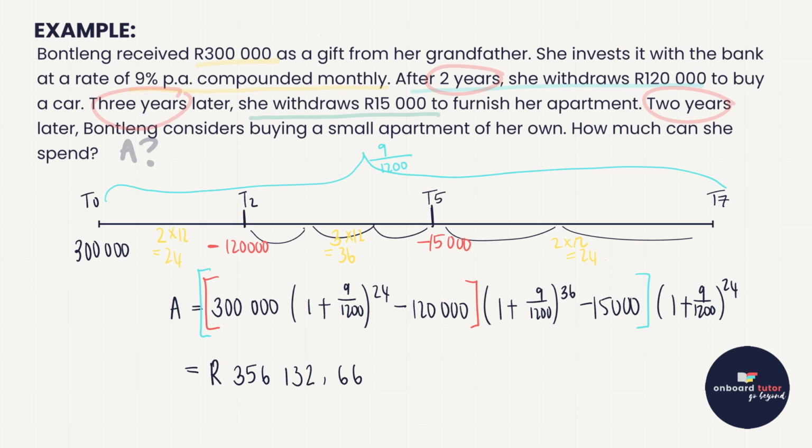But something to note before we move on to the next example is that there are always 2 decimal places when you are working with financial maths. So rands and cents, so that's why I rounded off the final answer there to the 2 decimal digits.